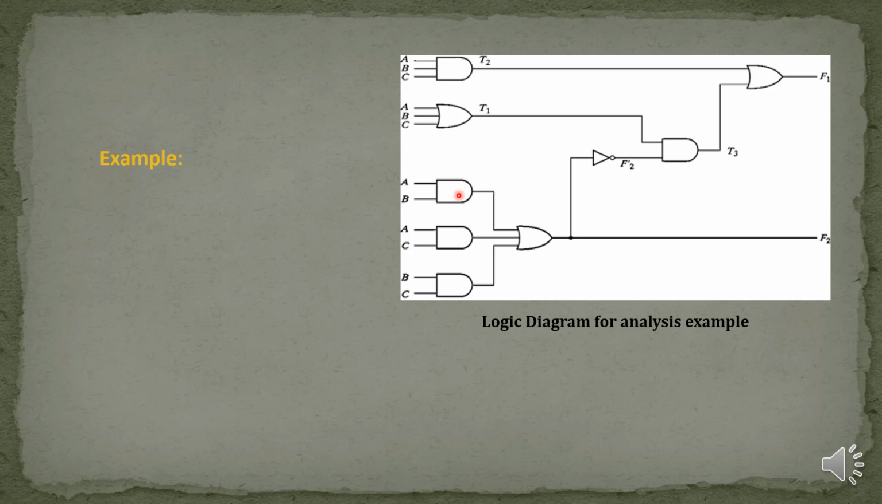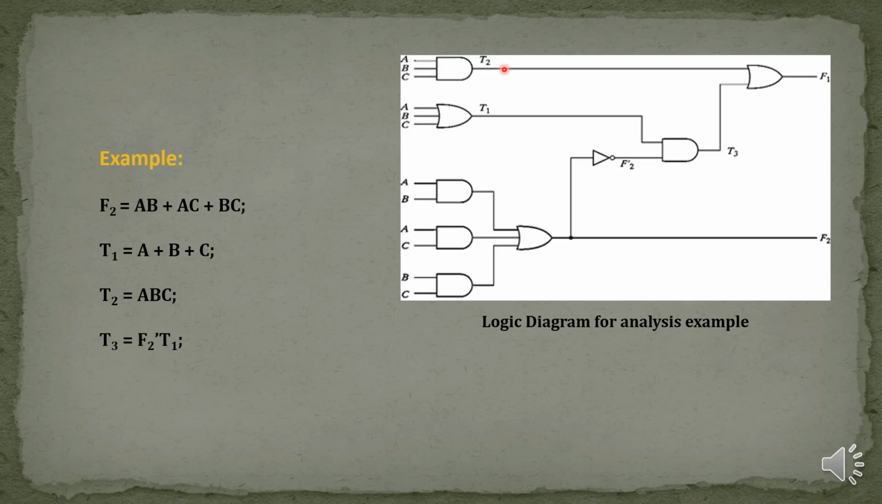The outputs in this circuit are obtained at different stages. The first output we get is F2 at the first OR gate, which is A into B plus A into C plus B into C, so we are adding all these three AND gate outputs. Next output we get at T1 here, and the output is A plus B plus C. Next output we get is T2, that is A into B into C.